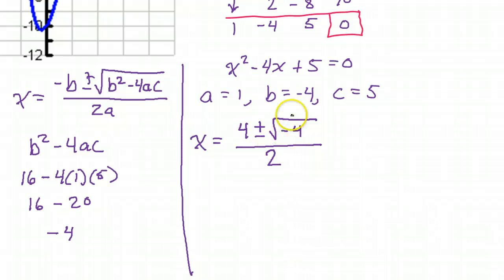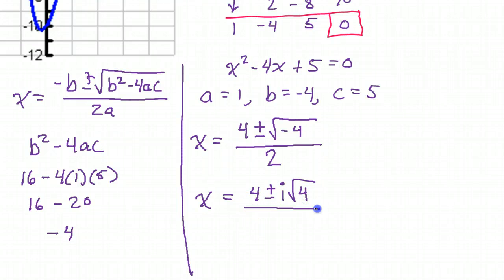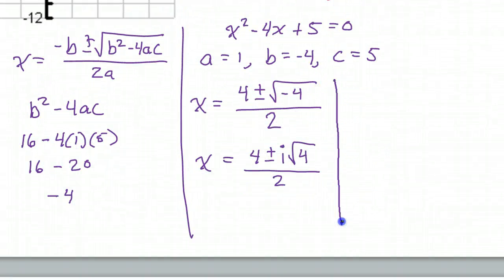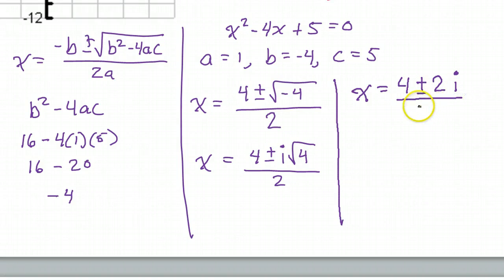Now, notice this is one of those ones where we have negative under the radical. So that is going to be i, imaginary. So we will have 4 plus or minus i square root of 4, over 2. But square root of 4 is a perfect square, so that's just going to give us 4 plus or minus 2i. Square root of 4 is 2. So 4 plus or minus 2i over 2.